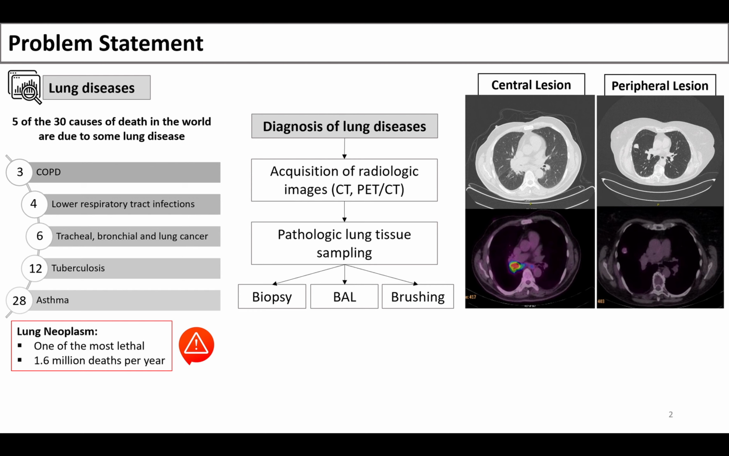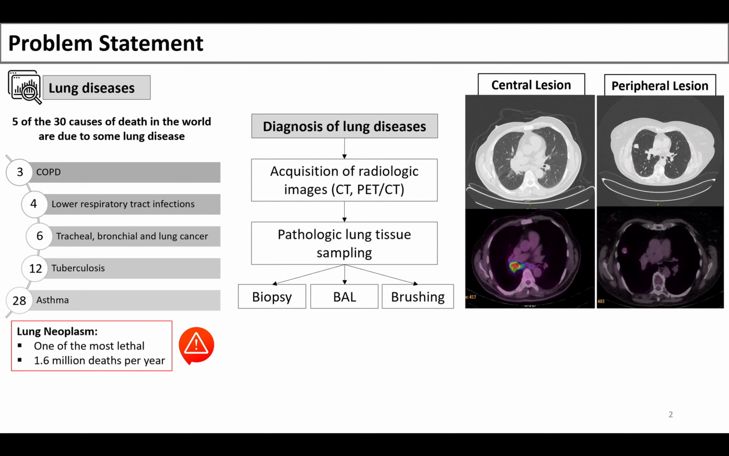Five of the 30 causes of death worldwide are due to a lung disease. Of these, lung neoplasm is one of the most lethal types of neoplasms, causing 1.6 million deaths annually. The diagnosis of lung disease is performed with a first acquisition of a radiological image, followed by pathological lung tissue sampling with procedures such as biopsies and bronchoalveolar lavages.